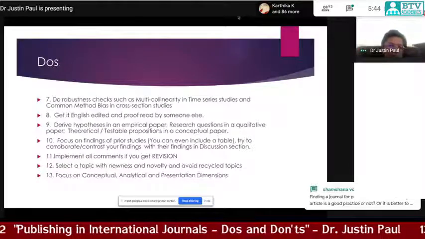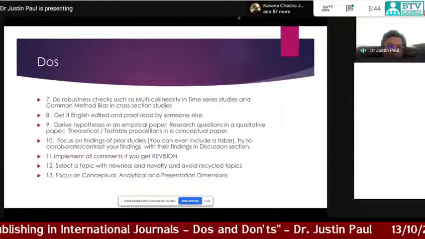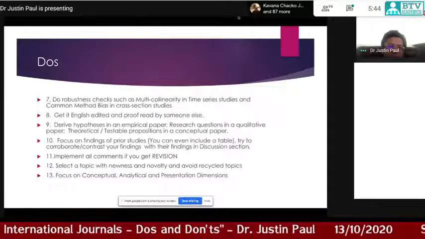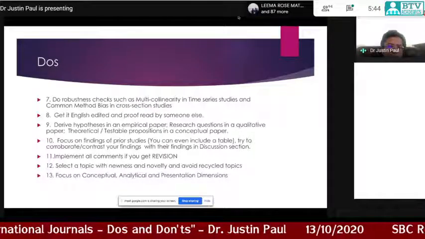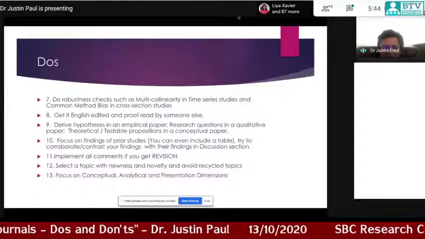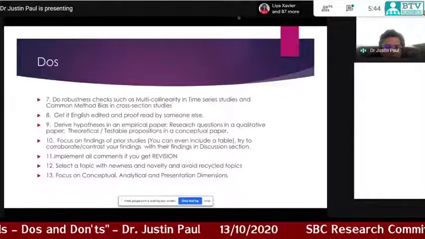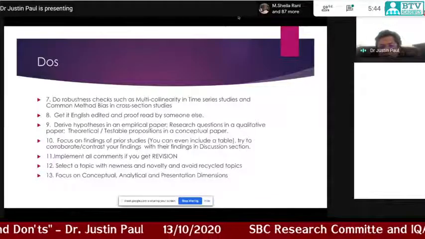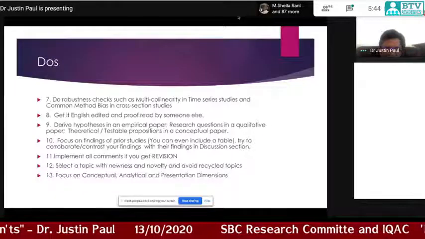Number 8, get it English edited and proofread by someone else, because sometimes you are confident of your English standard. However, there could be some manual errors, mistakes. Mistakes are manual, mistakes are human. So if someone else reads your paper, they can definitely find mistakes.